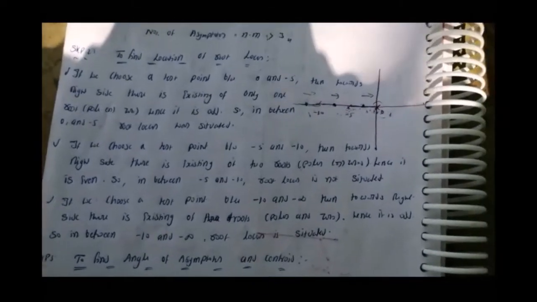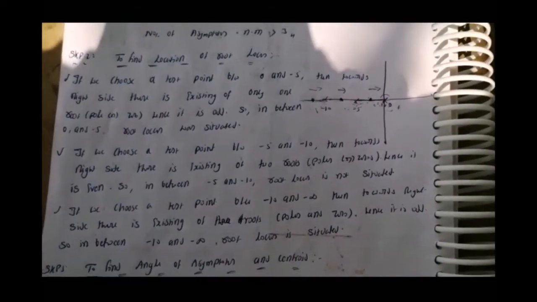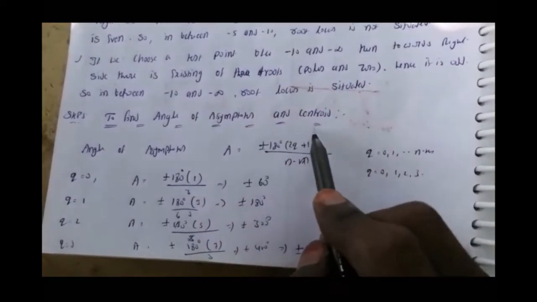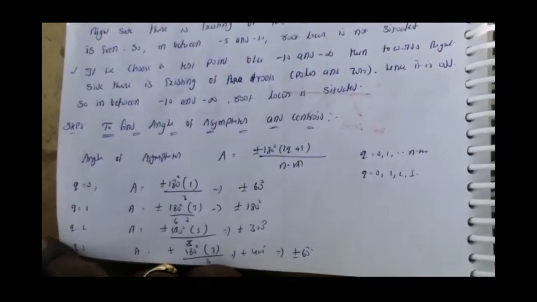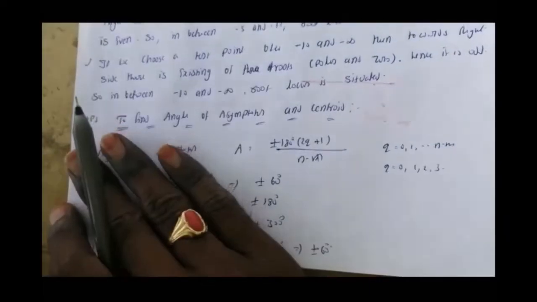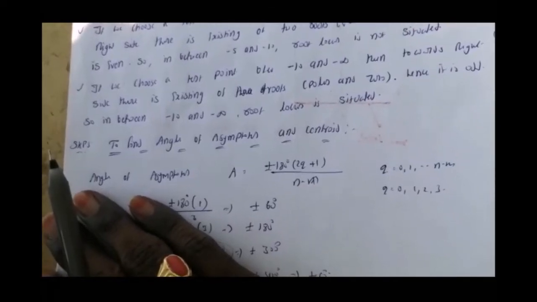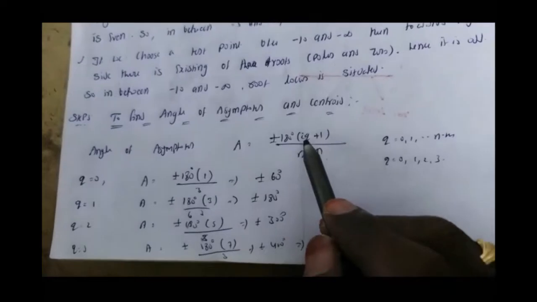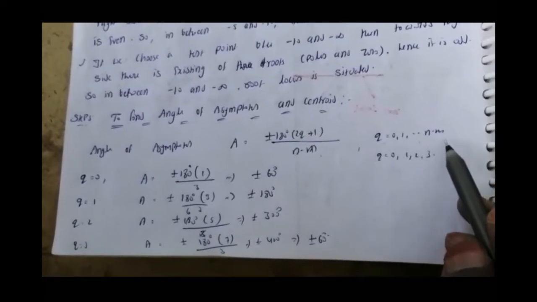So this is the second step, that is to find the location of root locus. Let's move to the third step, to find the angle of asymptotes and centroid. So already you know the formula for angle of asymptotes. A is equal to plus or minus 180 degrees into 2q plus 1 divided by n minus m. So here this is the number of asymptotes, and here q can be written as q is equal to 0, 1, up to n minus 1.